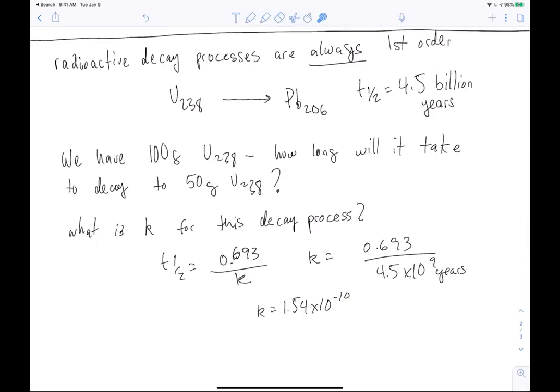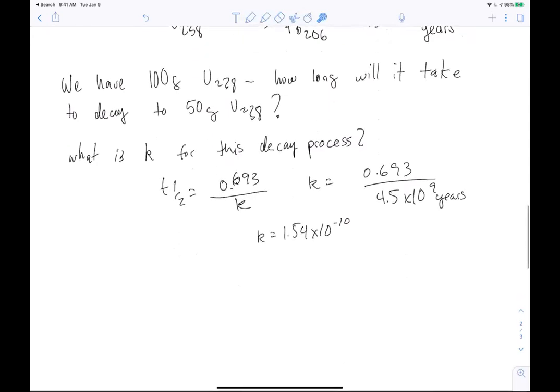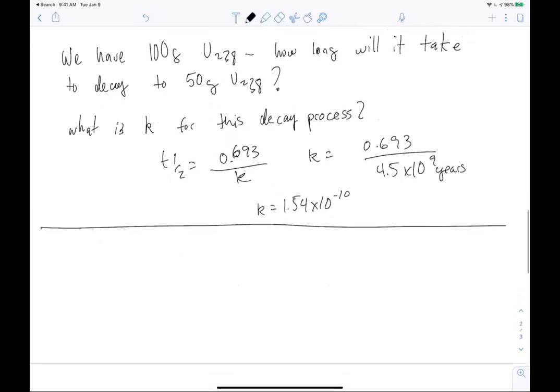Some of these are annoying because they make you go through mole calculations or something. But here's one I've pulled randomly off the internet. It says the half-life of zinc-71, so they're not even telling you what it decays to. They don't care. It's just telling you the half-life is 2.4 minutes.